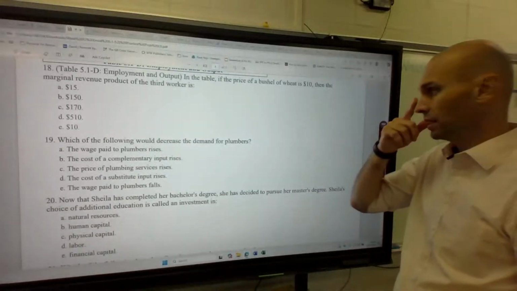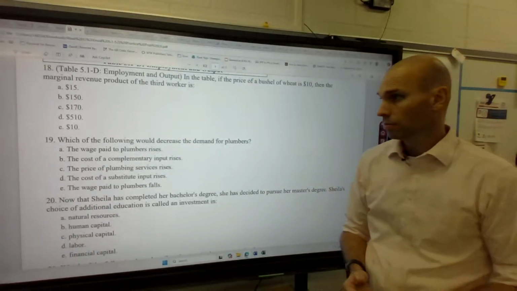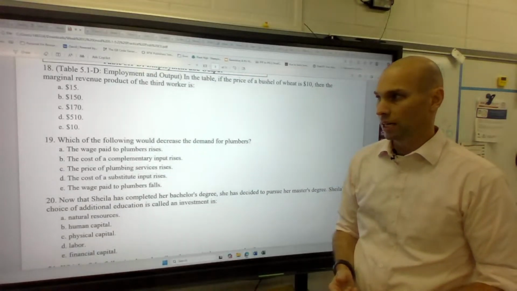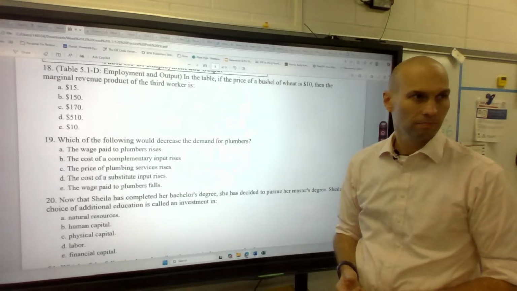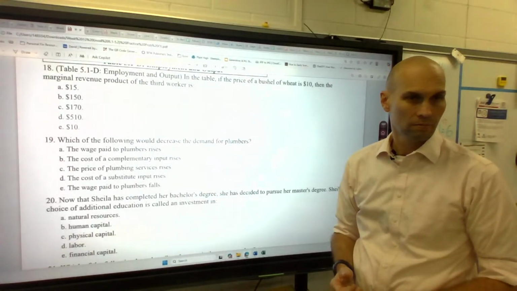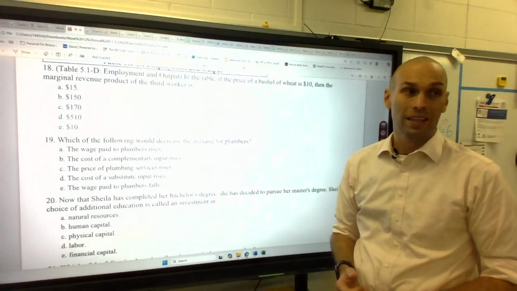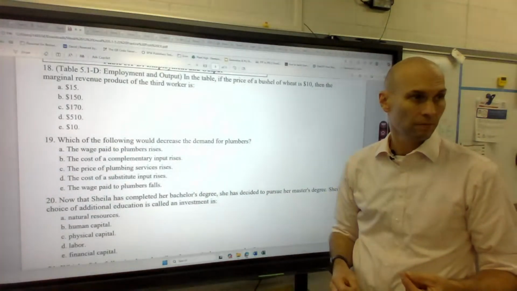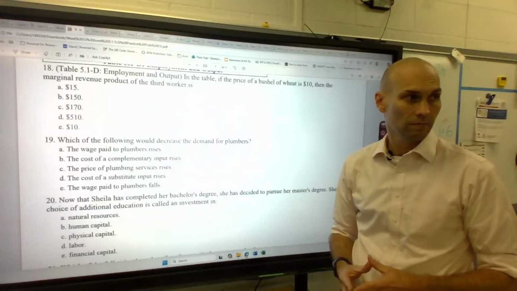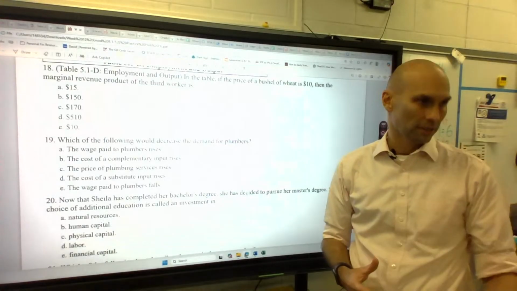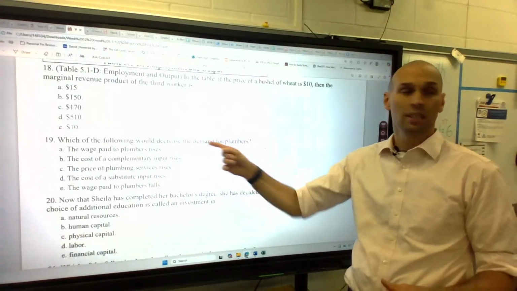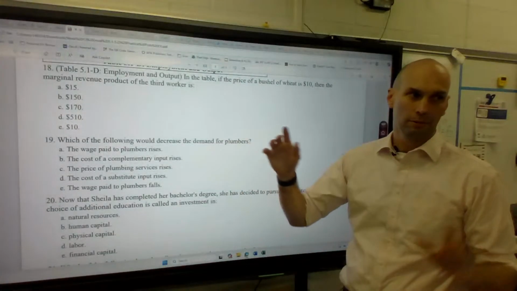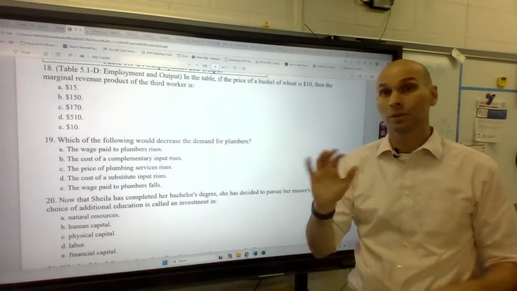Which of the following would decrease the demand for plumbers? All right, I'm assuming you thought it was A, right? At first. But that wage rate change would decrease the what for plumbers? The quantity demanded. This clearly says the demand for plumbers. So remember, don't confuse changing quantity demanded with demand.